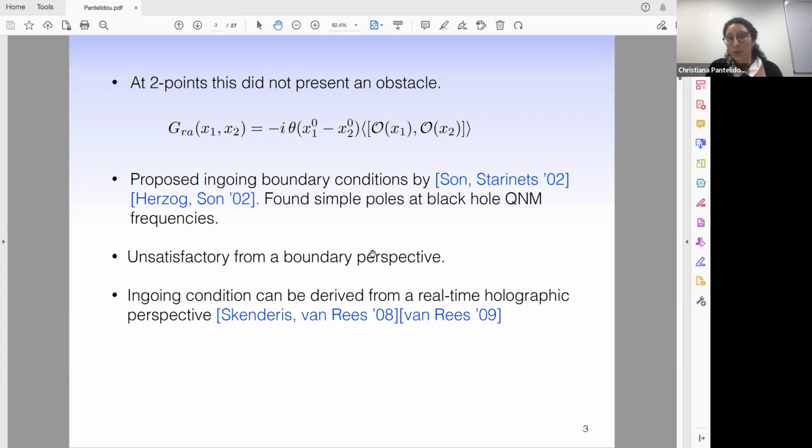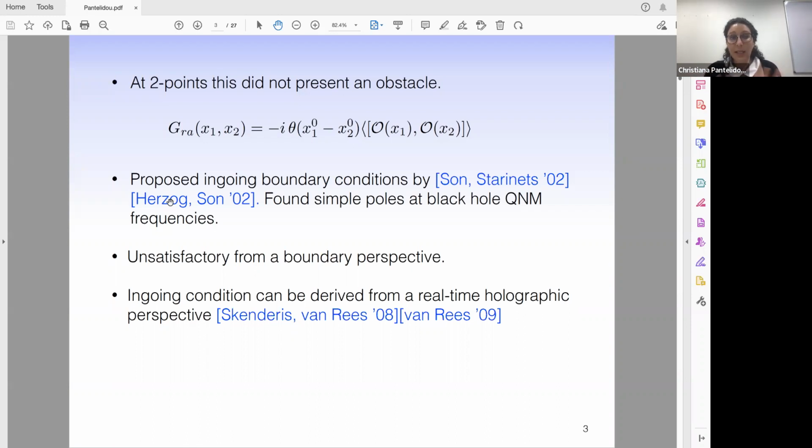And this prescription is usually referred to as the Son-Starinets prescription, and it was published in these two papers in collaboration with Herzog as well. Essentially it says that the extra thing one needs to do is to impose not only boundary conditions in the UV part of our bulk, but also ingoing boundary conditions at the horizon of the black hole that sets the temperature of the quantum field theory we are interested in.